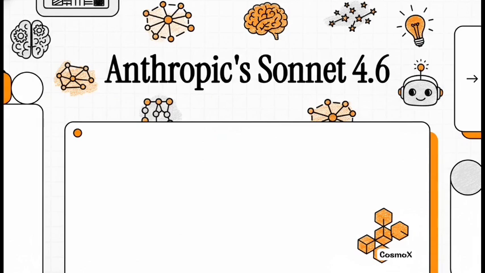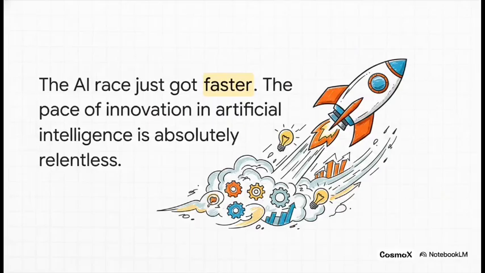The world of artificial intelligence is moving at an absolutely insane speed. And today we're jumping right into a massive new update from one of the biggest names in the game, Anthropic. I mean, it is just so hard to keep up, right? It feels like every single week there's a new model, a new breakthrough, or some new mind-blowing benchmark being announced. The pace, as the slide says, is just completely relentless.